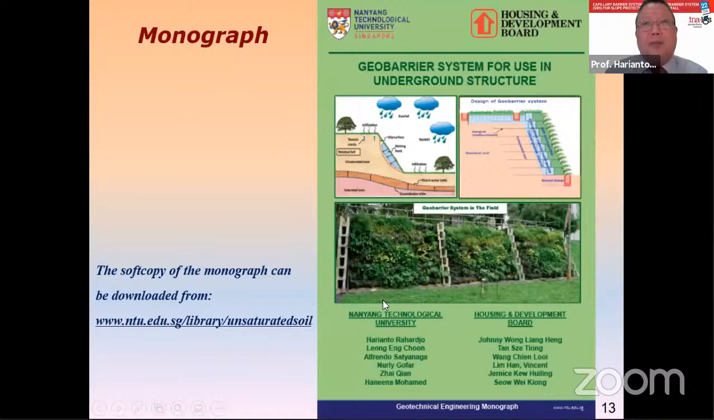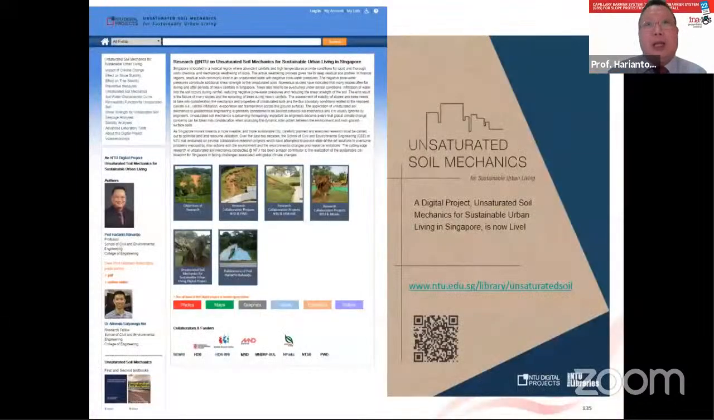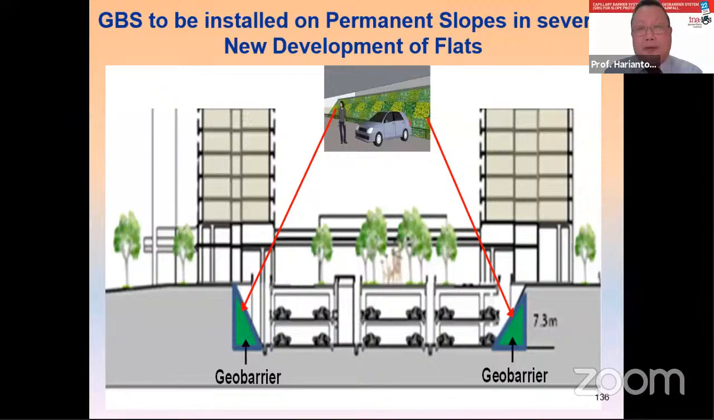You can obtain that monograph, because we had a seminar to publicize this. You can obtain it from our library. This is a digital library that was created in NTU for the unsaturated soil mechanics. Inside here, we have lots of data with respect to the slope stability and also tree stability due to rainfall.